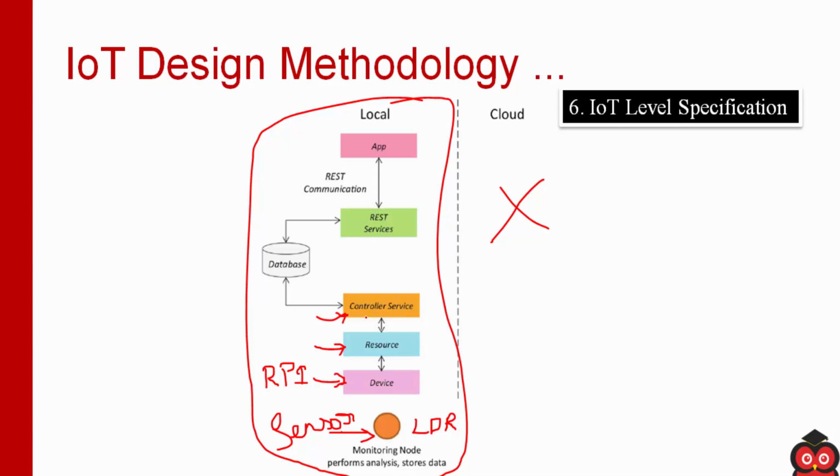Just a few seconds back we discussed this controller service. The controller service will be storing the data or accessing the data which is already there in the database. As I already told you, the controller service uses the LDR sensor to sense the intensity of light inside the room. Whatever it is sensing, it will store in the database, or if the data already in the database is required, it will access it back also.